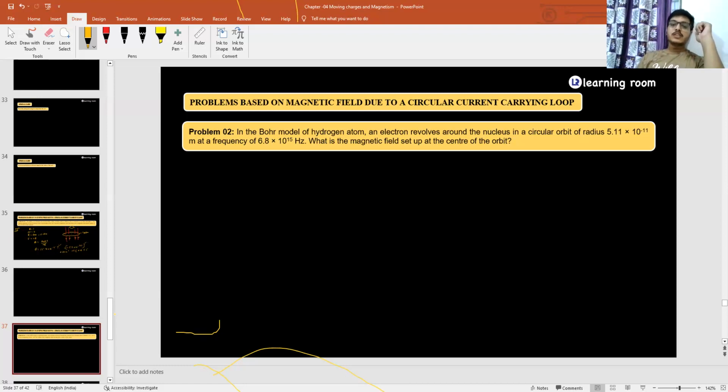See here. First of all, tell me what we require. What is the requirement of the question? What we need to solve for? Magnetic field. So B, that we don't know at the center. So we have a condition like nucleus is there and one electron is revolving around the nucleus in its orbit. Agree?